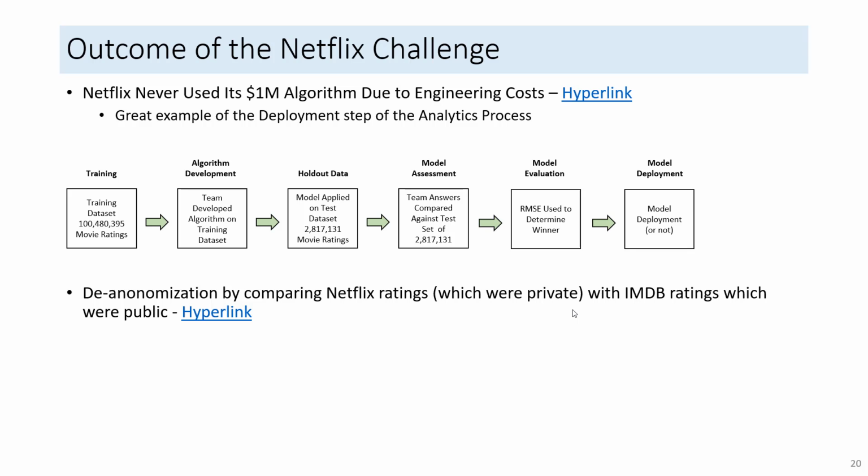So if your algorithm said it was a 4, but the person said it was a 5, then the difference would be involved in that root mean square error difference. And this root mean square error difference is what was used to determine the winner. It had to be 10% better than their current algorithm.